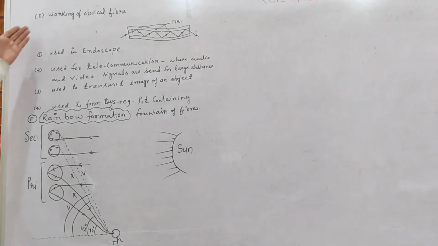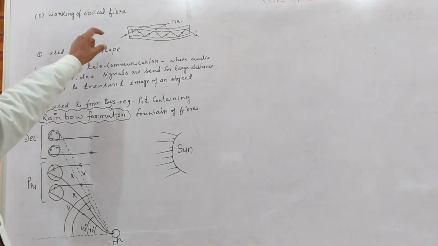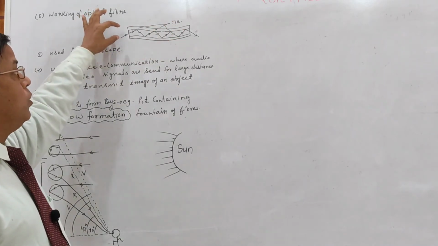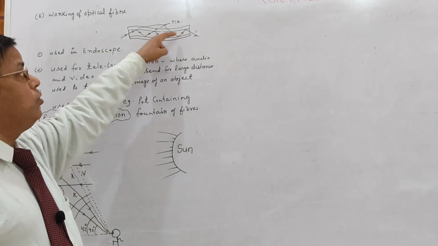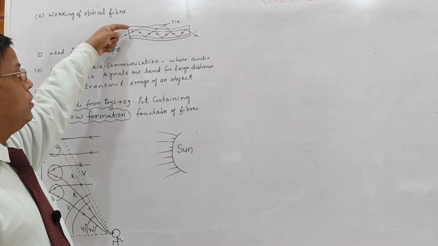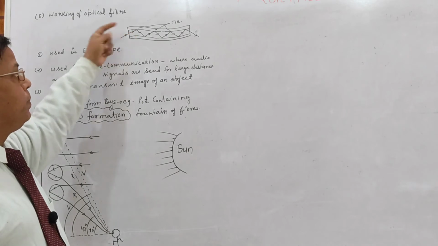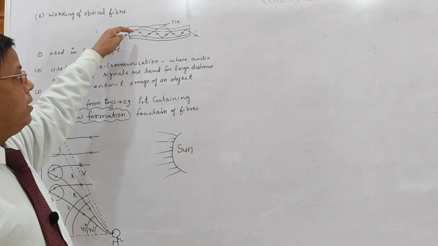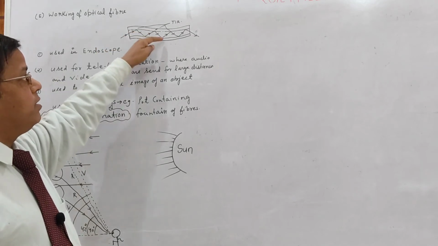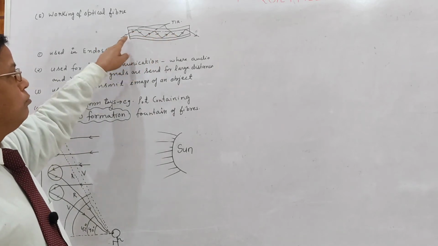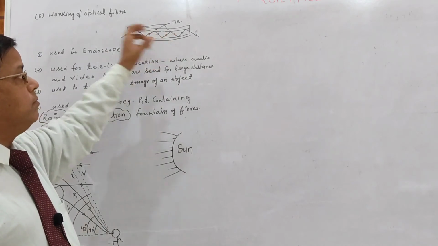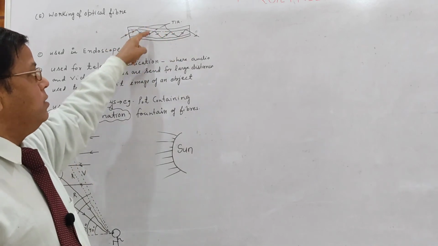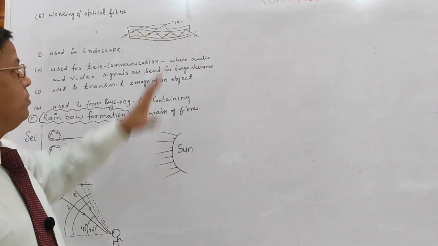Now next is the working of optical fiber. Optical fiber is a transparent fiber which has a central core and its surrounding, which is called cladding. Light enters into it and it is internally reflected like this. So light, or you can say signal, travels with the speed of light inside this, and there occurs total internal reflection.